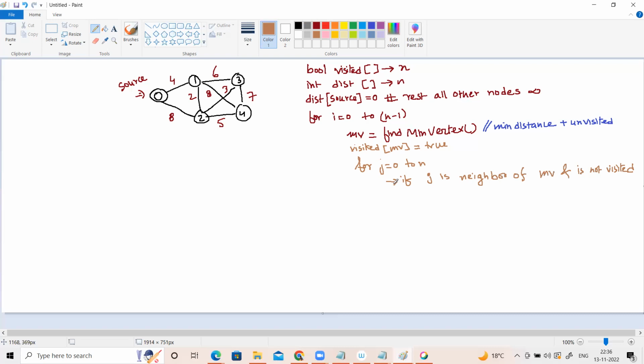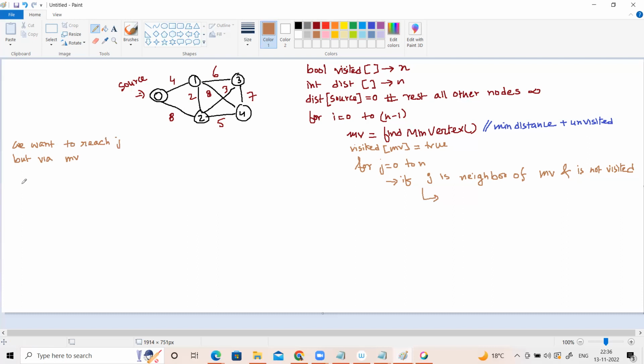If j is really fulfilling this condition, then we will go for a calculation that is distance via mean vertex, right? So we want to reach j. What I'm trying to say is, I'm just putting some words over here: we want to reach j, but via mean vertex, that is MV. Okay.